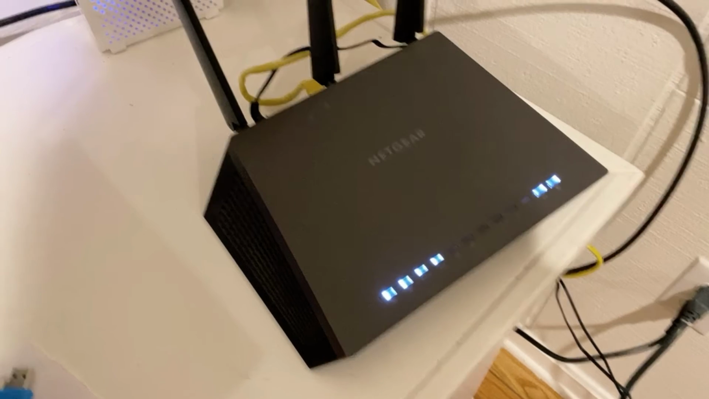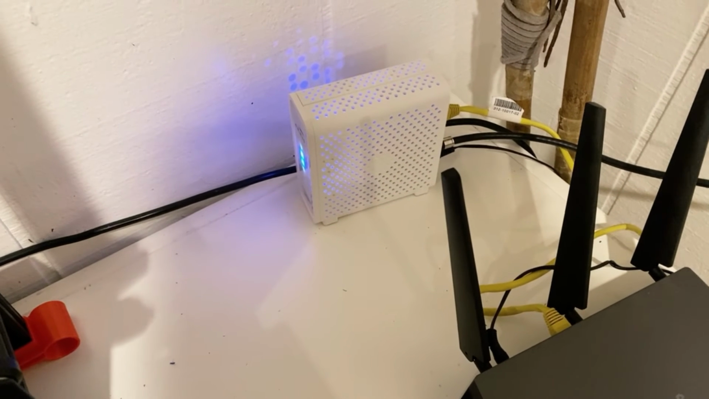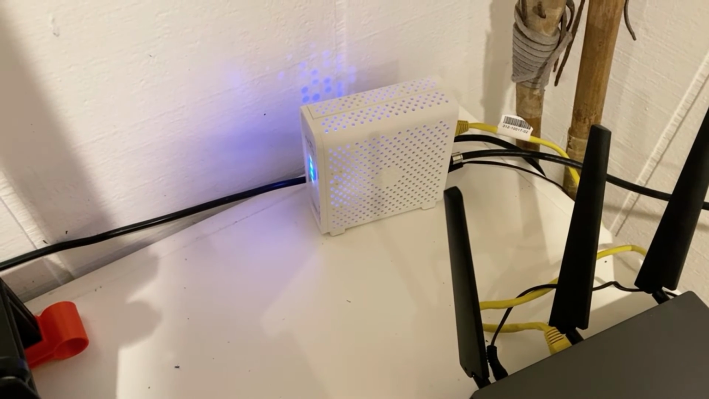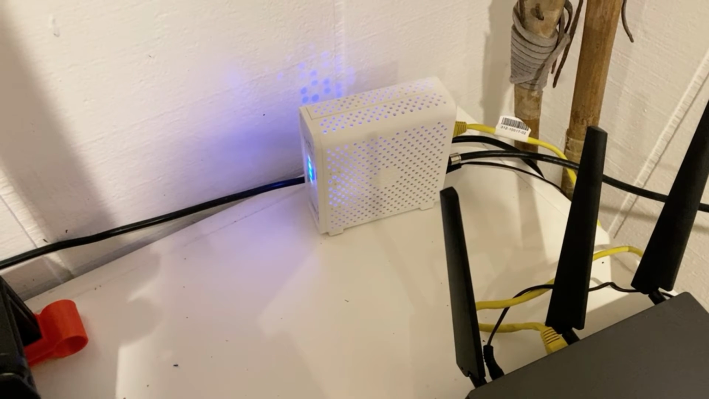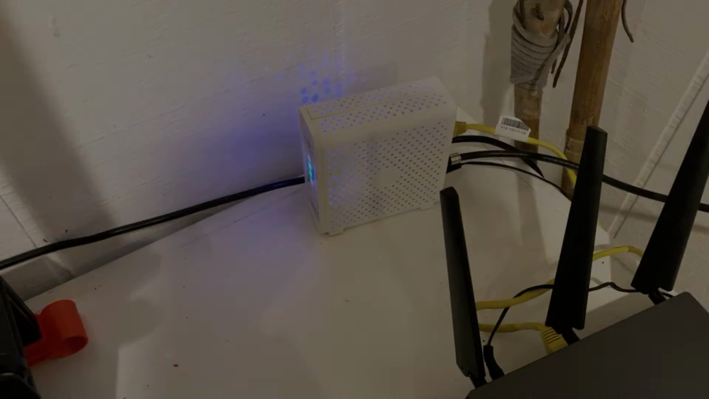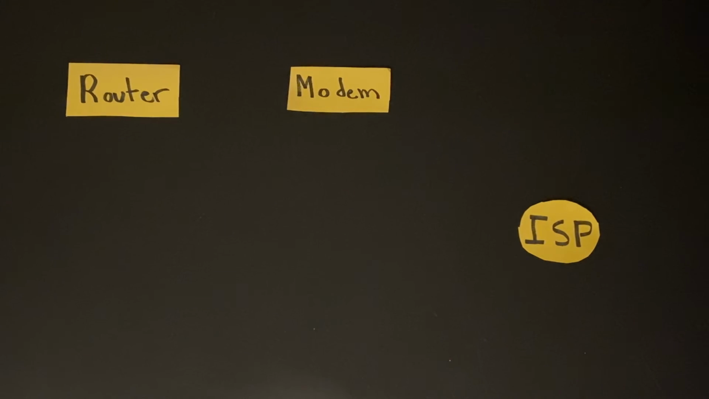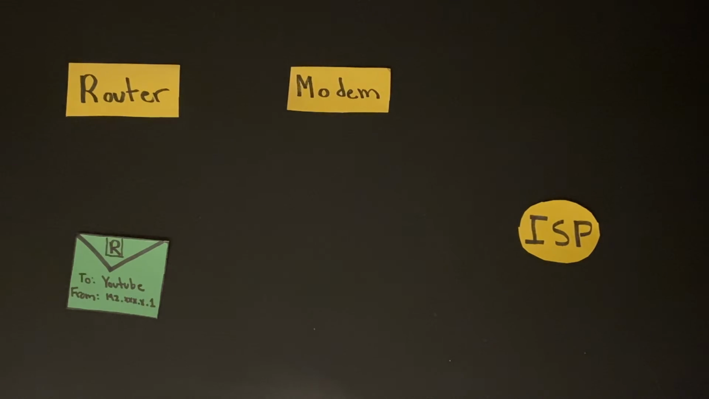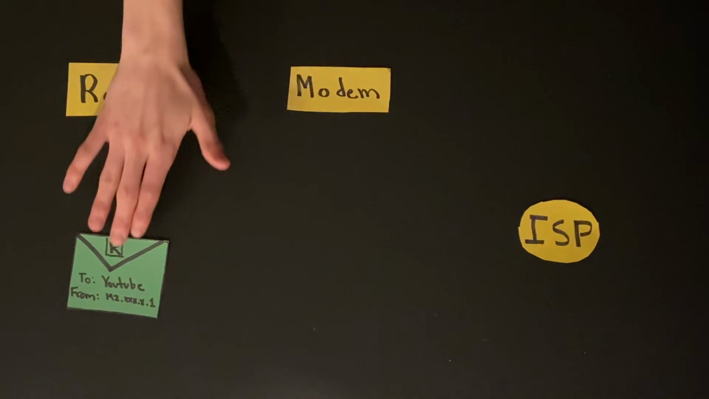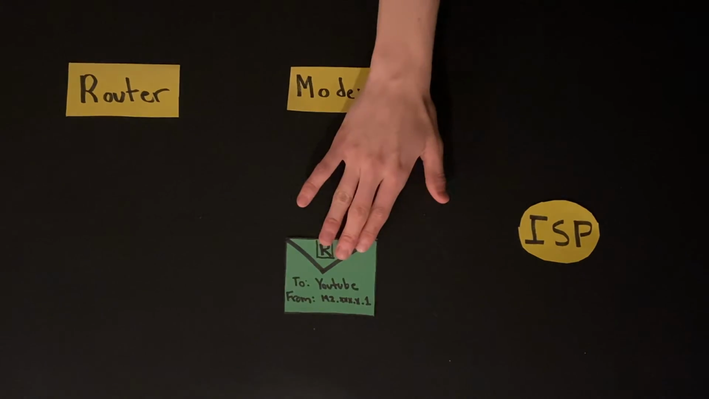The request then goes to the modem, which is hardwired to the router. The modem takes your request and sends it out to your Internet Service Provider, or ISP. Here's a diagram of the entire system. This is what was just mentioned. The request is sent to the router, and then the router sends it to the modem, which then sends it out to the ISP. Take note that the "to" of the request is just YouTube.